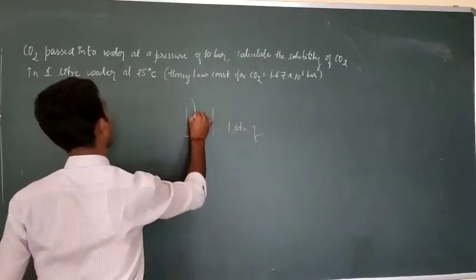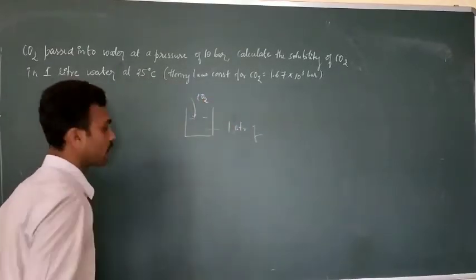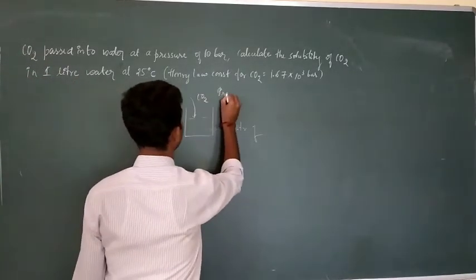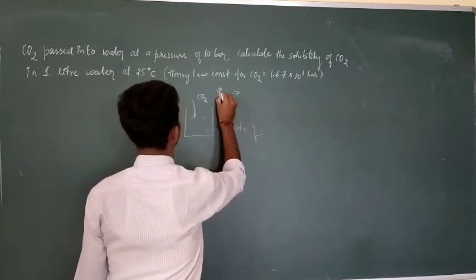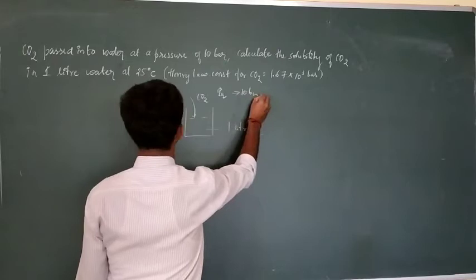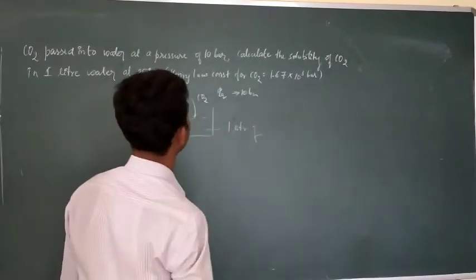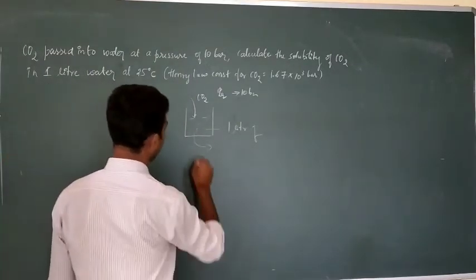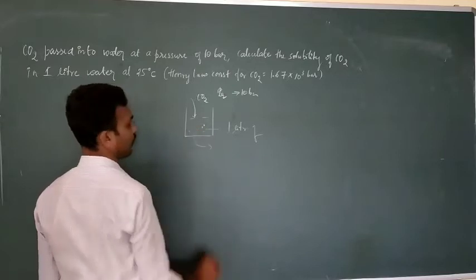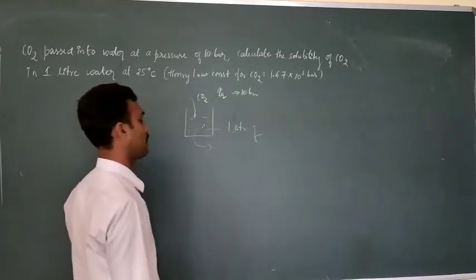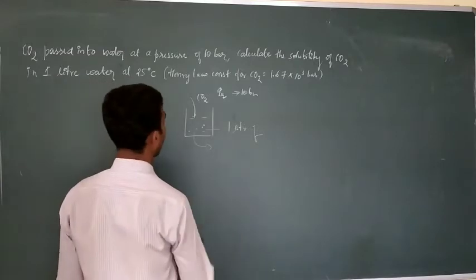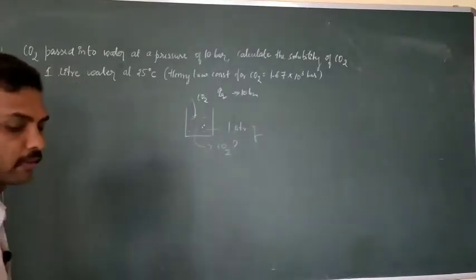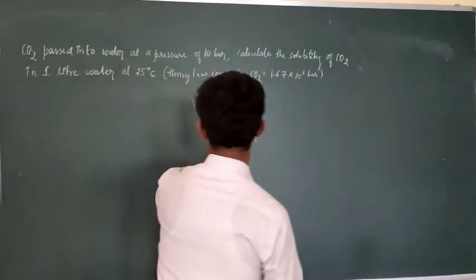So you have to pass carbon dioxide gas at the pressure they have given here, that is 10 bar. They asked the question, right: calculate the solubility. So what is solubility? Solubility is nothing but the number of moles of carbon dioxide dissolved inside that particular 1 liter of water, right? So we will calculate one by one, okay?